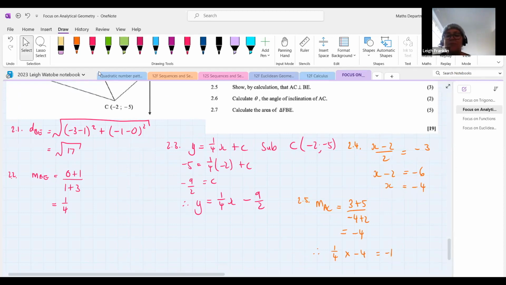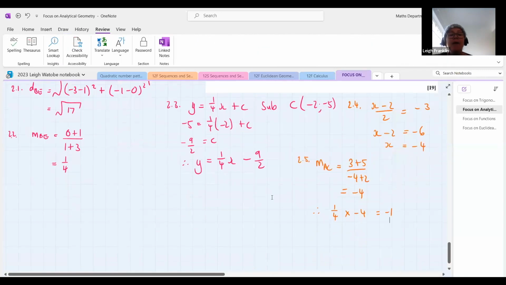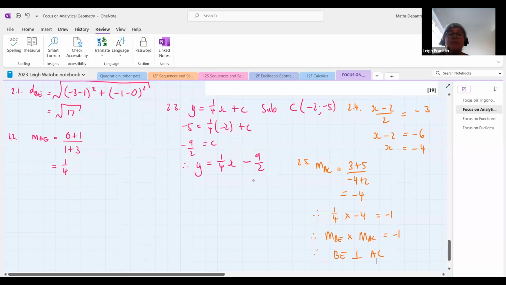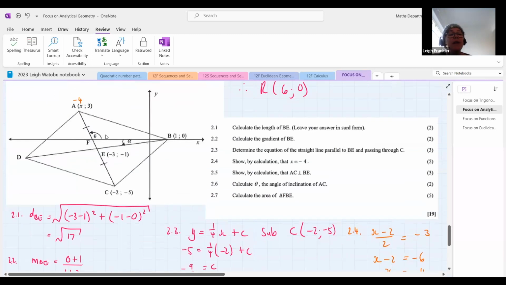See how repetitive this actually is. And when you get to that point where it becomes repetitive, that's when you know that it's starting to become a little bit easier, because you've seen these all before and you feel confident in how to tackle them. Okay, so BE perpendicular to AC, got that. Nearly there, angle of inclination.